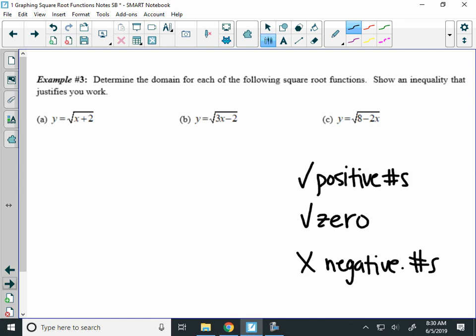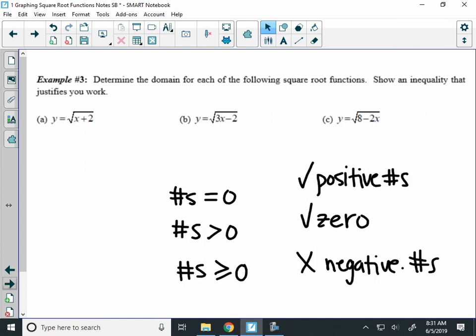So what this turns out to be is I can have all numbers equal to 0, and can have all numbers that are greater than 0. So mathematically, we combine those symbols to say we want all numbers greater than or equal to 0. Those numbers are allowed to be underneath the radical. So what that allows us to do is say, okay, this whole thing under the radical, this x plus 2, that's called the radicand. That's what we call the thing under the radical.